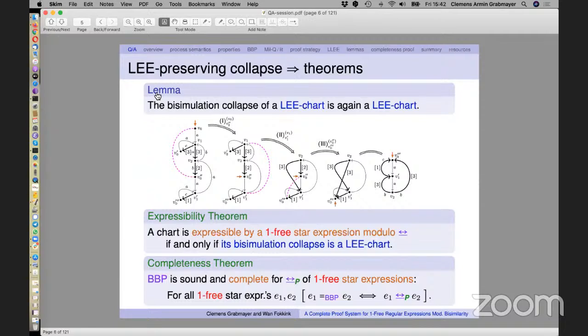So my question was, this is done for one-free star expressions. Indeed. So at the end of your talk, you hinted at how this could be adapted for complete star expressions. And I was asking whether the Lie property would still be the same for that case.